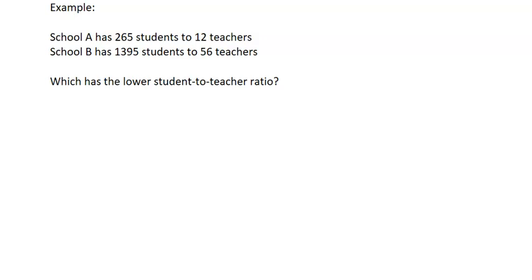So this is where you can use a unitary ratio to be able to compare, and that's what I mean. It's not necessarily about what the unitary ratio is. It's more about using it in order to be able to see which has the lowest student-to-teacher ratio. So when I look at these ratios, school A is 265 to 12. Now, straight away, I can start to see what common factors we have. Is there a 4? Is there a 3? Is there etc., etc.? Or I can jump straight to working out my unitary ratio.